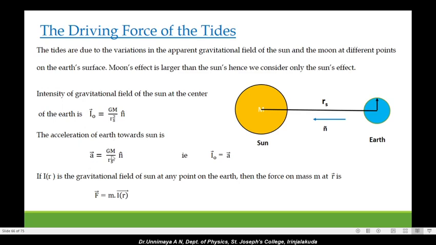So this is obtained using the expression. We know that gravitational force is F is equal to G capital M small m by r square, and F is equal to m into A. From that we take A as GM by r square.